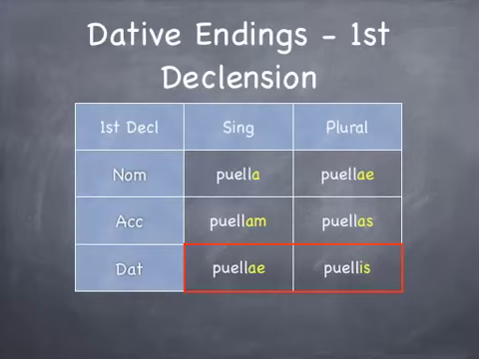You might notice that the dative singular and the nominative plural look exactly the same. And unfortunately, the only way you can tell which one it is is by working out the rest of the sentence.